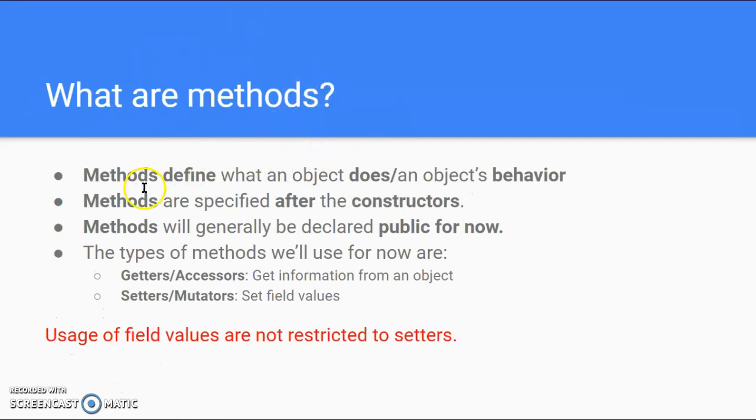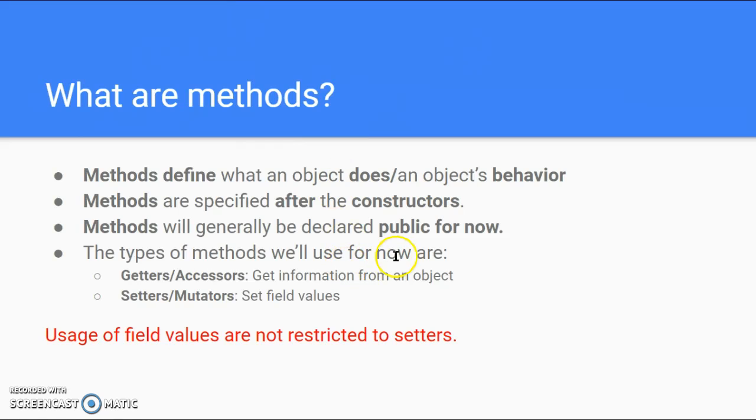Now, what are methods? Methods define what an object does, its behavior. They are specified after the constructors because you want the fields and the constructors to be able to be used by the methods and be referred back to. The methods will also be declared public for now because you want everybody to be able to use the methods outside of the class.